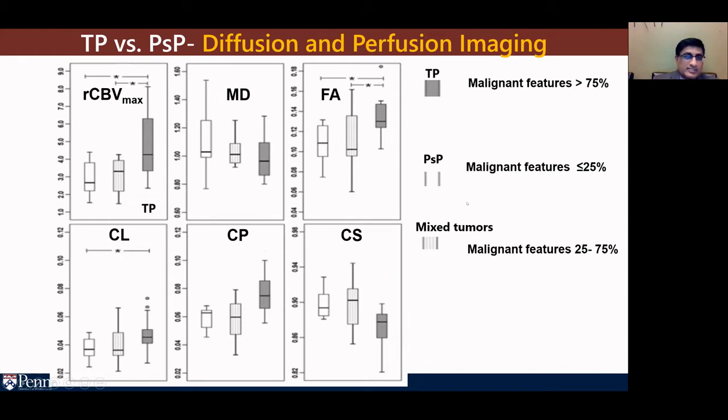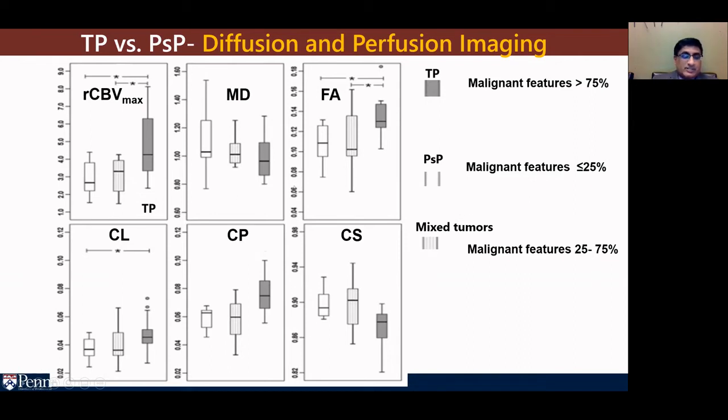This is a gold standard study in the sense that we selected only those patients who underwent repeat surgery. So in all these cases, we had the tumor specimen to determine the final diagnosis of TP and PSP. In this study, when the malignant features were more than 75%, we considered those cases as TP. When the malignant features were less than 25%, we considered those cases as PSP. And when the malignant features were in the range of 25 to 75%, we considered those lesions as mixed tumors.